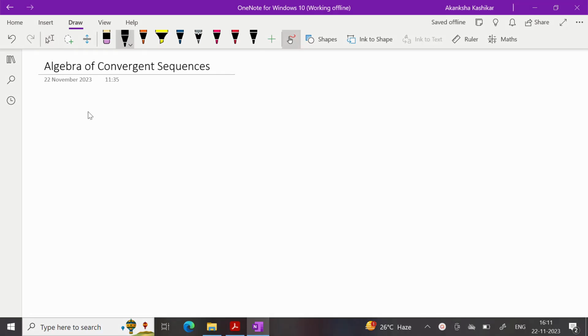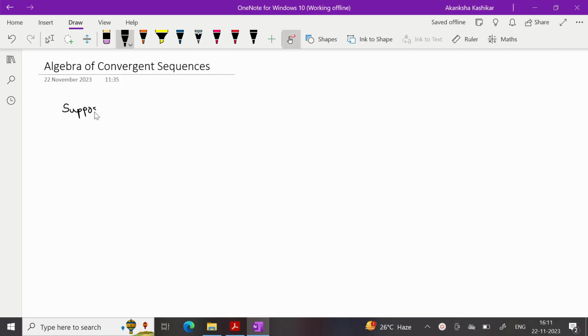Hello everyone. Today we will be discussing results related to algebra of convergent sequences. What do I mean by that? If I have two sequences xn and yn which are convergent, then what can we say about their addition or their product or their division? That's what we will talk about. Okay, so let me state the result first.